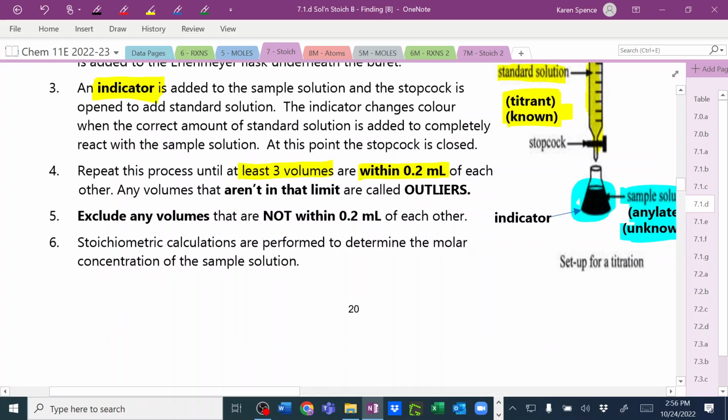Any volumes that are not within that limit are called outliers, or at least they will be for here. So when you take your average, you're going to exclude any volumes that are further than 0.2 milliliters of each other. And then you'll do your stoichiometry calculations. Okay?